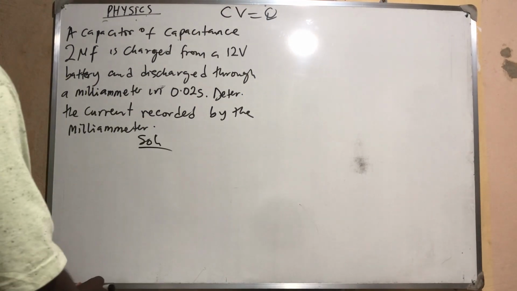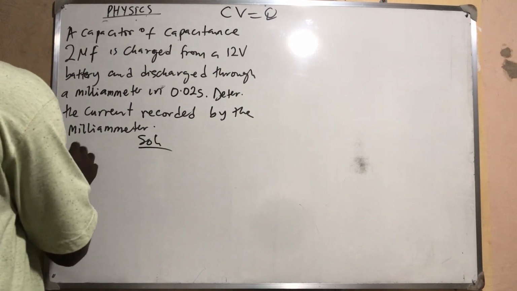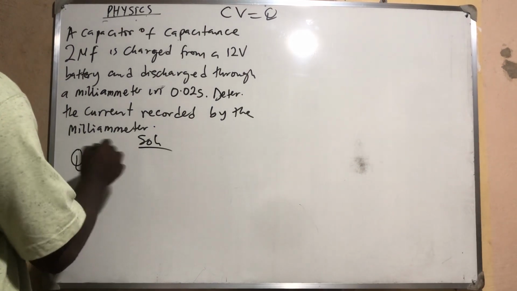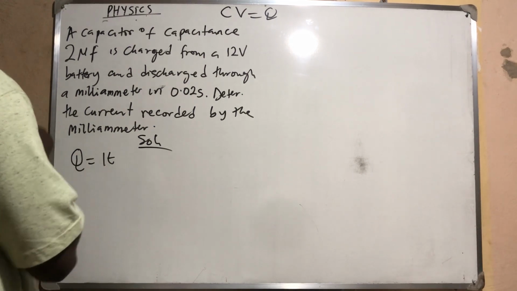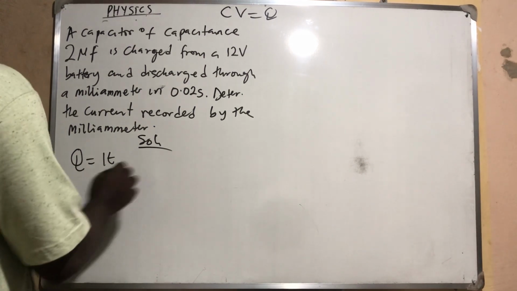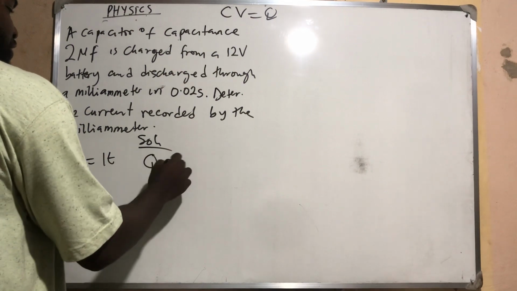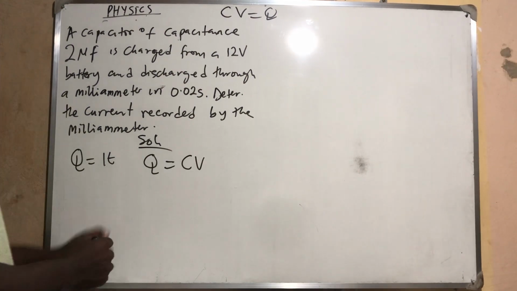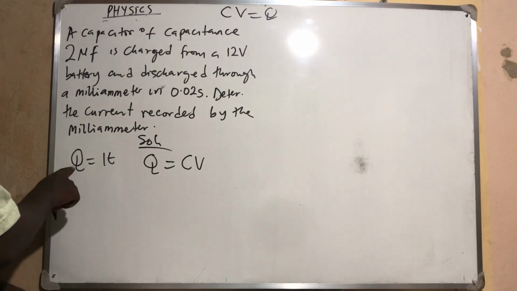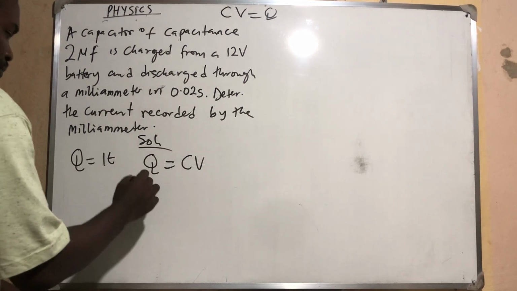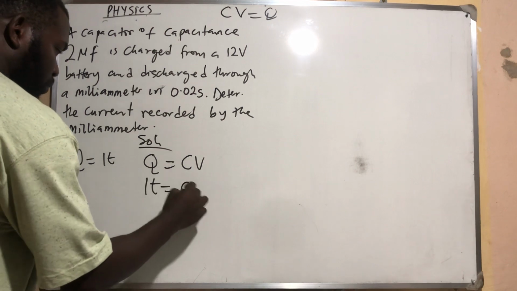Okay, so we want to determine the current. Don't forget that Q is equal to IT. This is a very important formula you need to know. And then the same Q again, charge, is equal to CV. So if you connect the two, anywhere you see this, you can put this. It means IT is equal to CV.